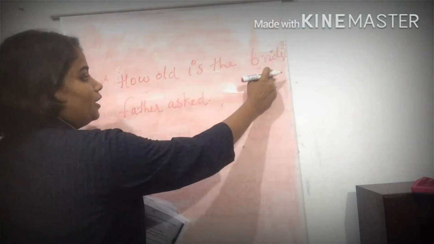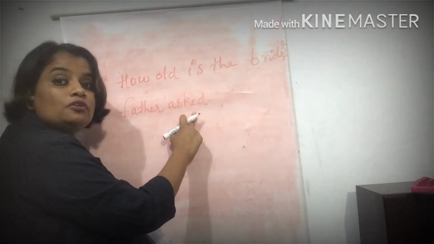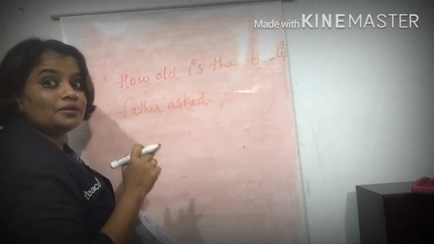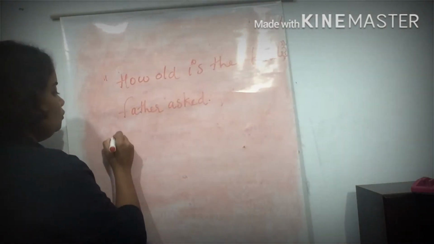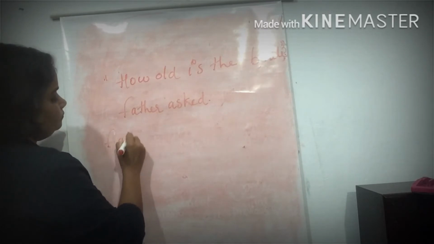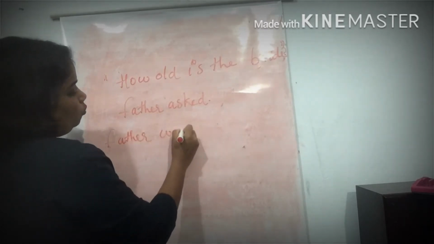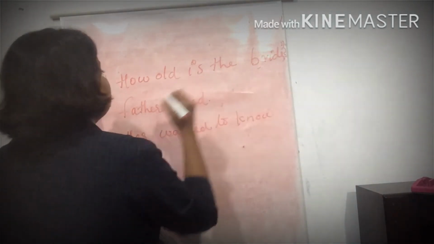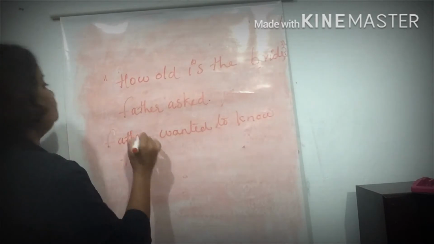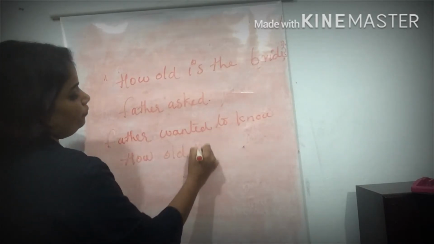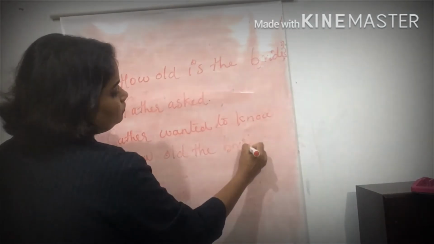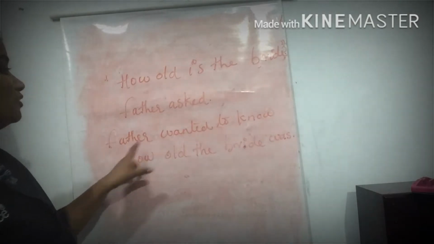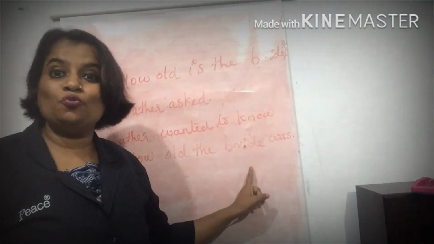How old is the bride? Father asked. Actually, what the father wanted to know: how old is the bride? So let's try to transform. Father wanted to know, how old the bride was. Finished. Okay, father wanted to know how old the bride was.